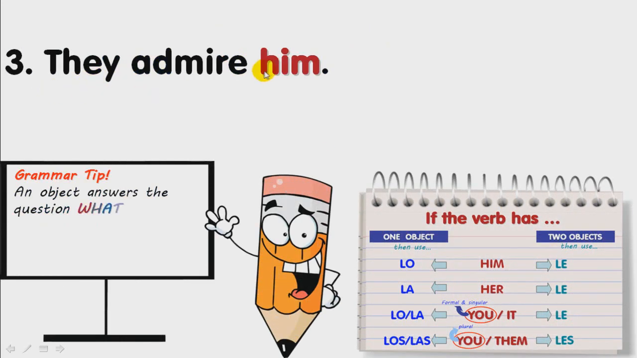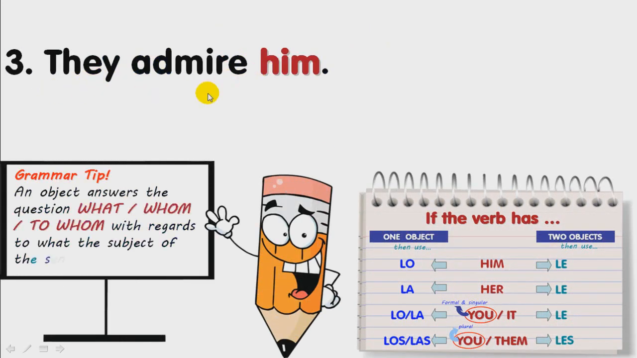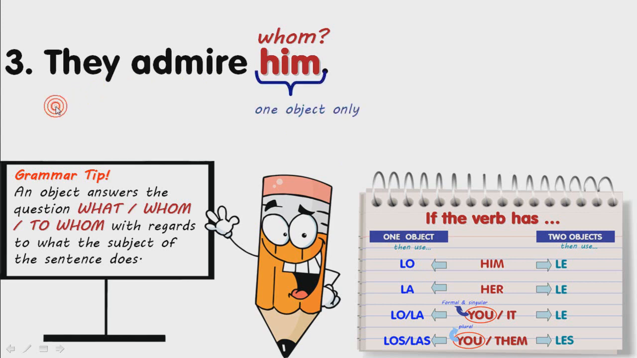They admire him. We can answer the question whom. So we have one object. So the translation of him, in this case, is lo. Lo admiran.